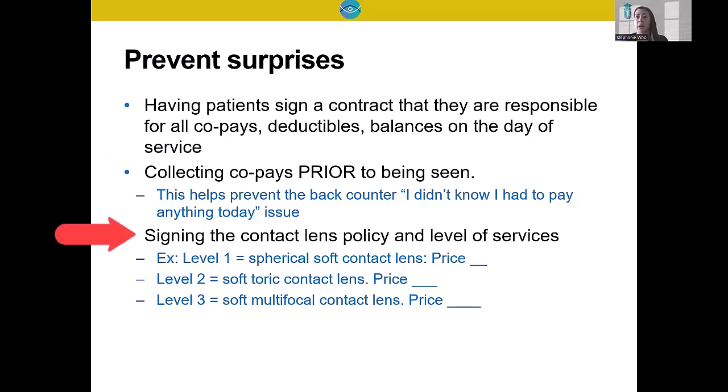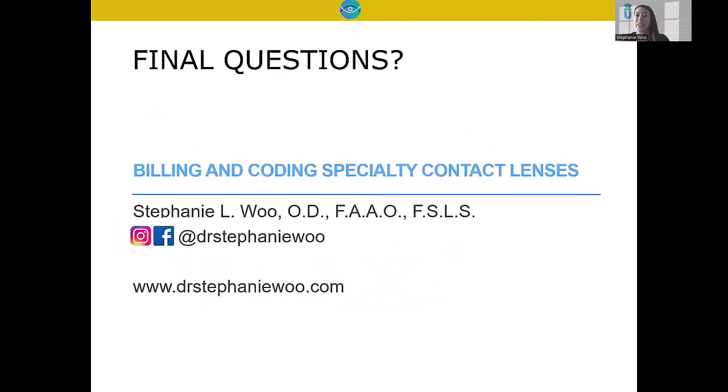And then in my practice, I have a whole list of services as far as specialty lens goes, and it says exactly what type of lens service fee and material fee at the different levels. And that is something that they sign before we even take the patient back. So again, there's no surprises. This is all fully transparent. That's all I have for you, Dede.